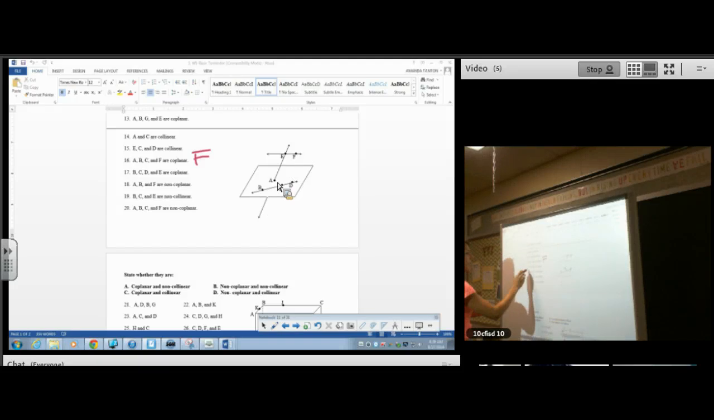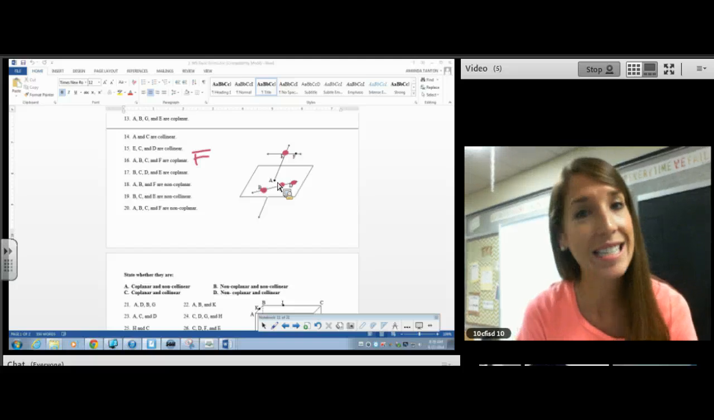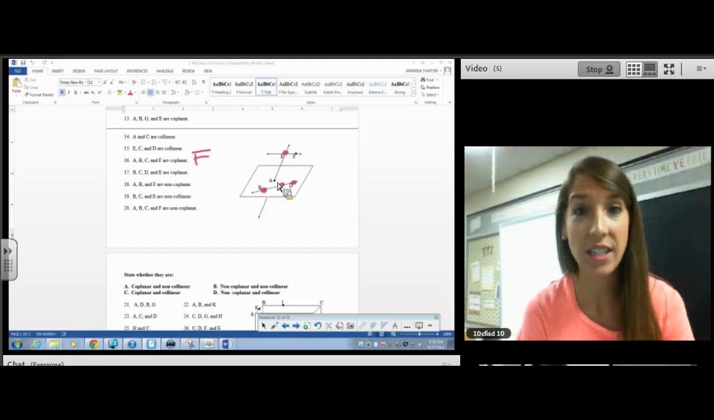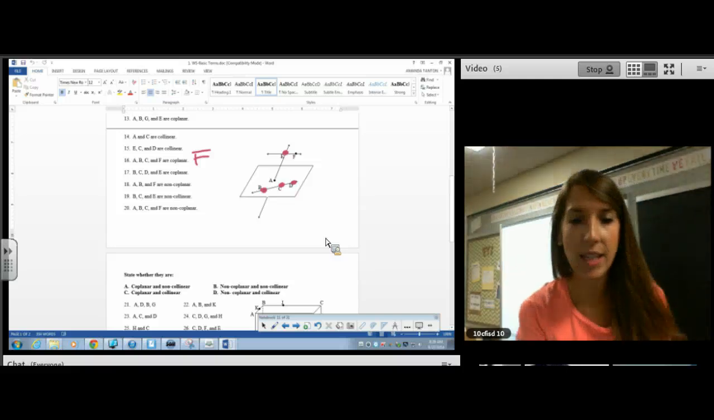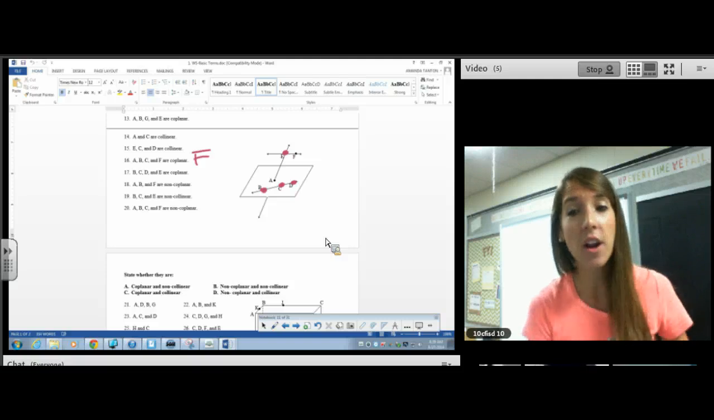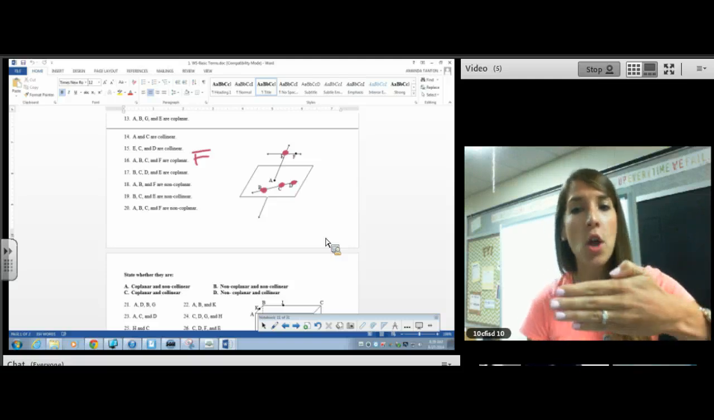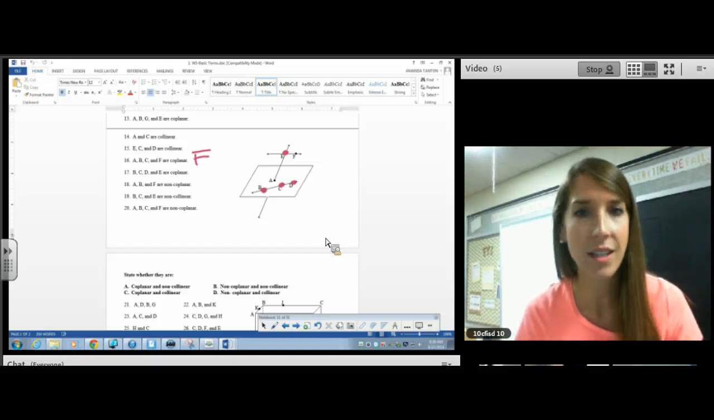All right, 17. B, C, D, and E are coplanar. What is the difference between what we just asked in 16 and what we're asking in 17? Because there's a big difference. What do you notice about B, C, and D? They're collinear. Since they're collinear, my plane is now allowed to tilt. We are not locked into that plane with point A.